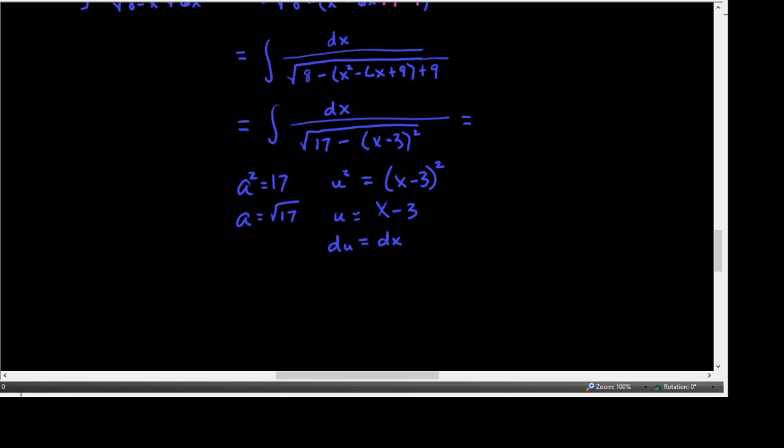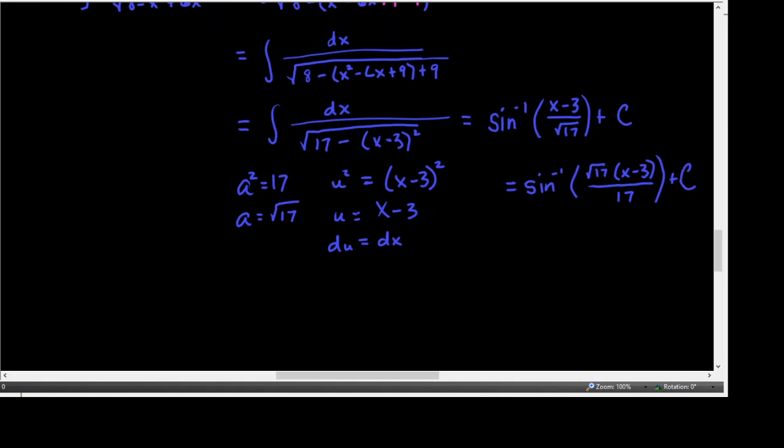And the answer, you'll remember this one does not have a 1 over a in front, so we'll have sine inverse of u over a, x minus 3 over square root of 17 plus c. And if we rationalize the denominator, that becomes square root of 17 times x minus 3, all over 17, plus c.